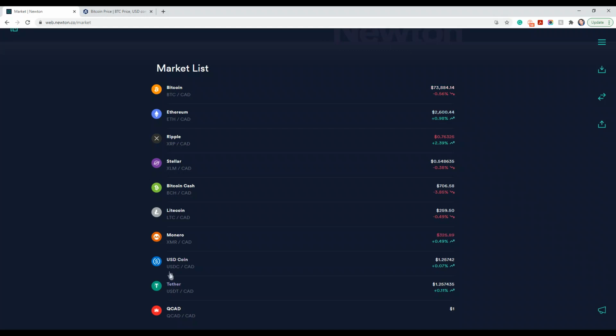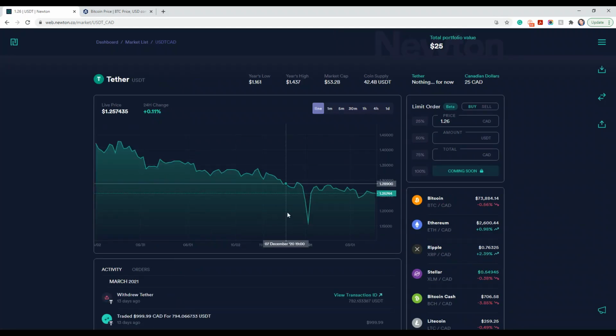If you were to buy any of these coins, my recommendation is to buy Tether. The good thing about Tether is it has very low transaction fees. So let's say you want to take the money from Newton and transfer it to a different cryptocurrency exchange or to a different wallet. It wouldn't charge you as much in fees as if you only had Bitcoin or Ethereum. So what I would do is I convert whatever coins I have into Tether, and then I would transfer it to a wallet or to a different crypto exchange, where then you can transfer it again to a coin of your choosing.